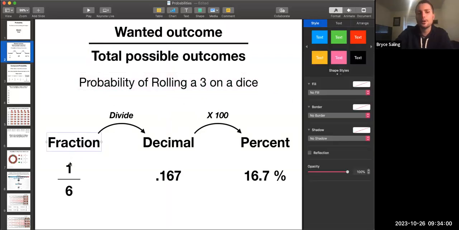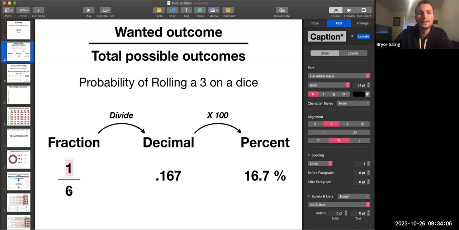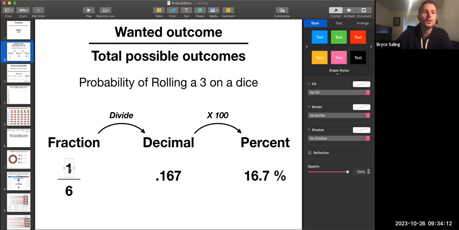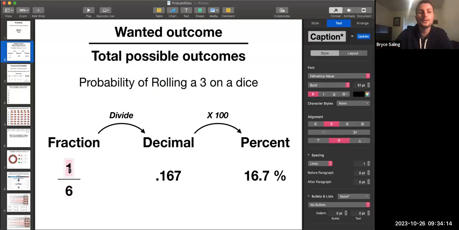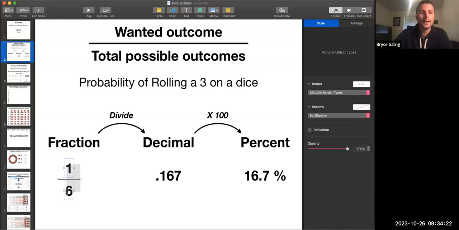So the probability of rolling a 3 on a dice. You're going to start off with the fraction. There's 1 three on a dice, and then there are 6 possibilities: 1, 2, 3, 4, 5, or 6. So our wanted outcome is a 3. There's only 1 three, and there are 6 possible outcomes. So that's the fractional setup.